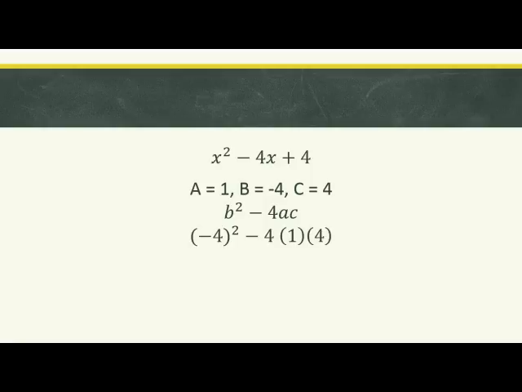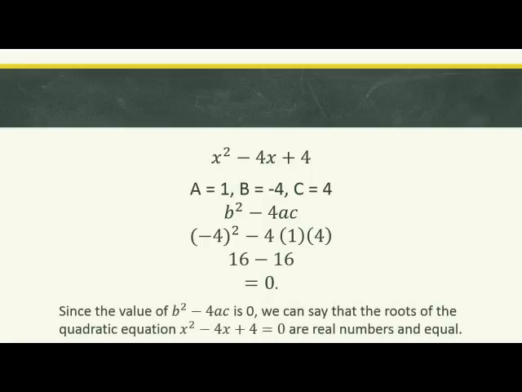Right after substituting, the answer is 16 minus 16, which is equivalent to 0. Since the value of b squared minus 4ac is 0, we can say that the roots of the quadratic equation x squared minus 4x plus 4 equals 0 are real numbers and equal.